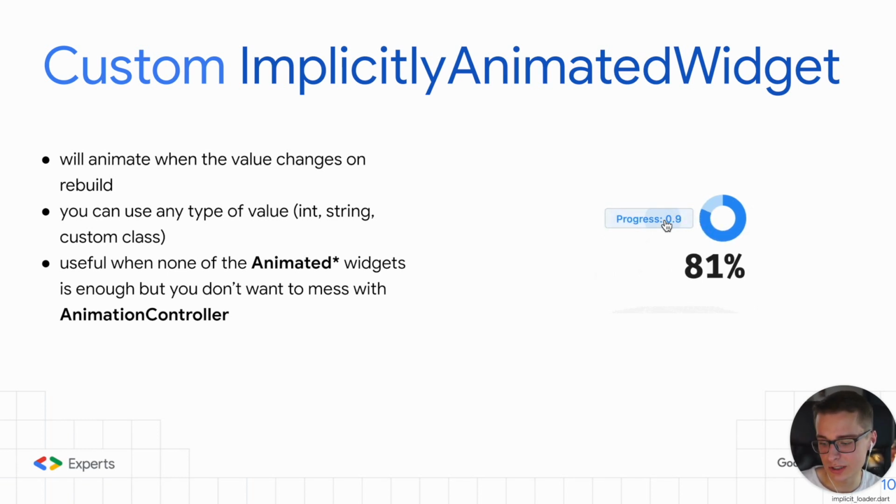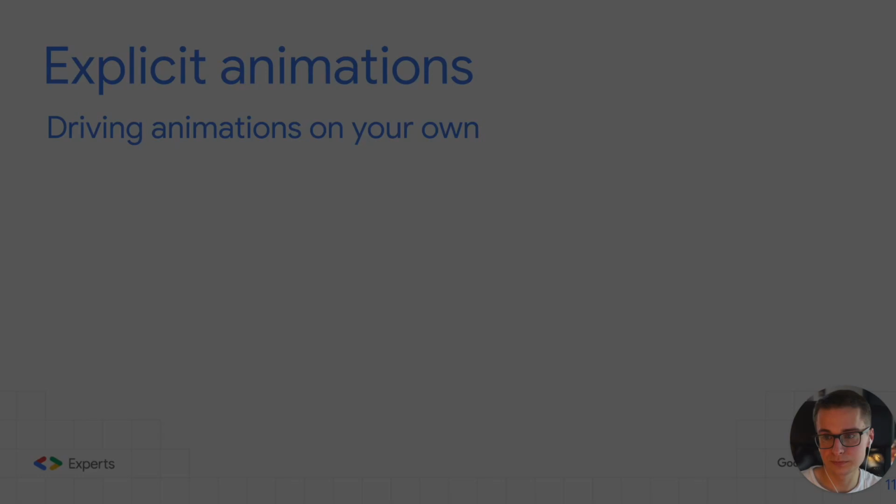Like I would say that a good rule of thumb could be, if you need to use more than 2 or 3 implicitly animated widgets to implement your feature, then maybe it's worth looking into the implicitly animated widget as a custom solution.